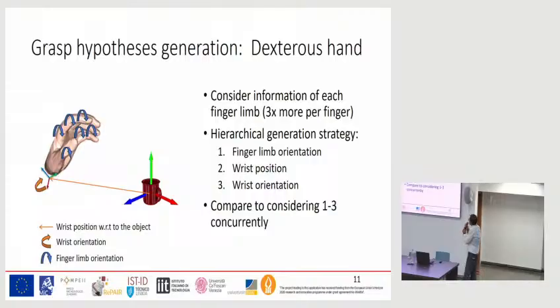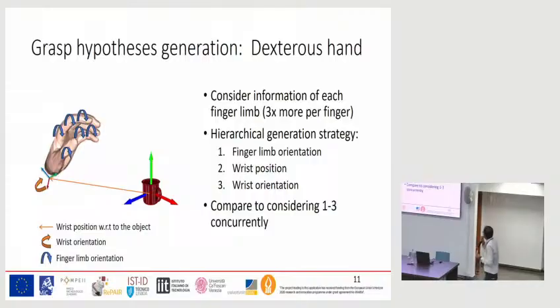So in this case, we have a lot more information to consider. In the gripper, originally, we just have to select the position and orientation once. And in this case, we have to do this for each finger. So it's 3 times more for each finger, so it's a lot more information. And because of that number of variables, we have to do it in a hierarchical way. That means that we are doing first some part, and then we're solving another part.